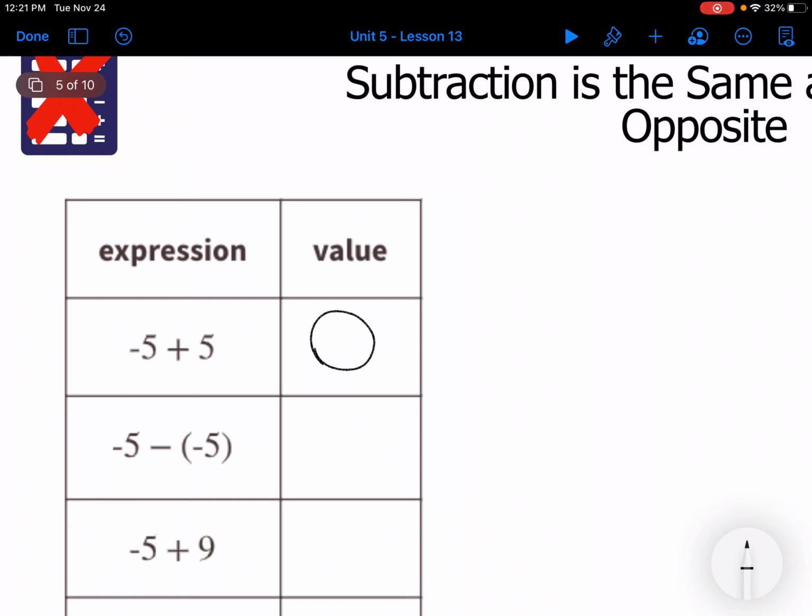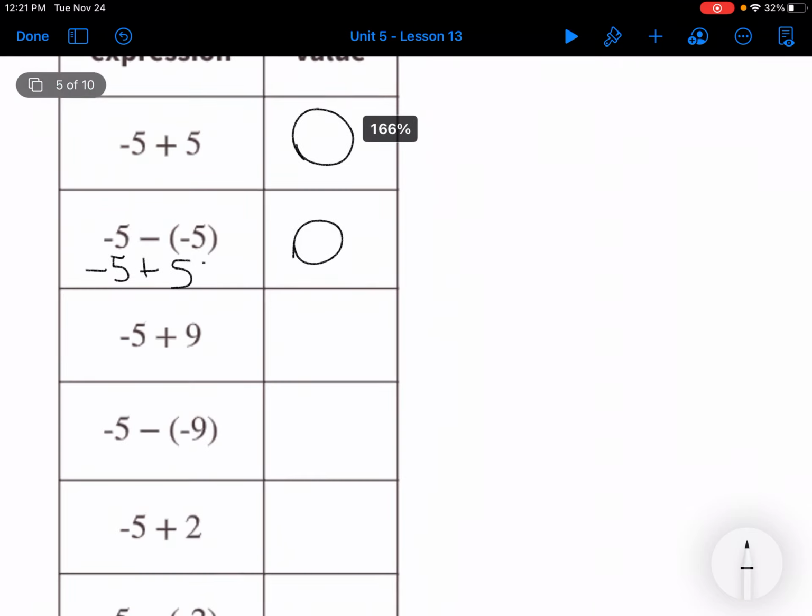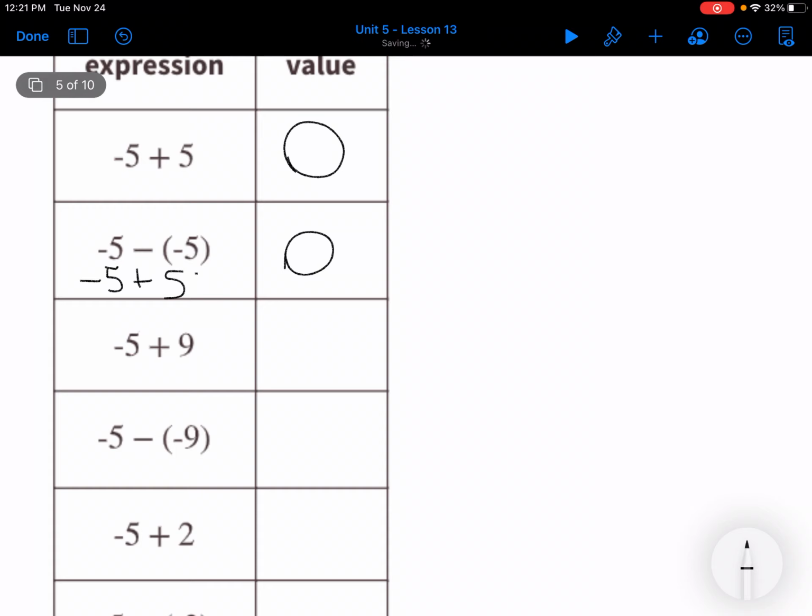So now this one, it says add the opposite. So that's -5 plus 5, right? -5, I'm adding the opposite. So the opposite of -5 is positive 5. So I have 0. So then the next one, -5 plus 9.